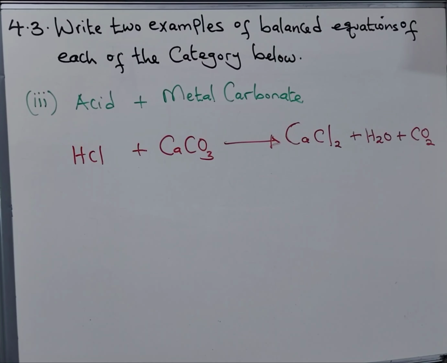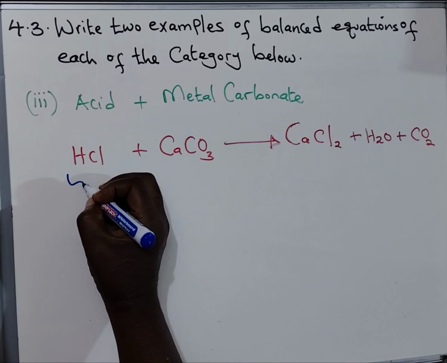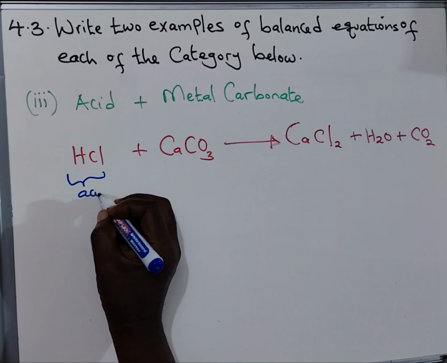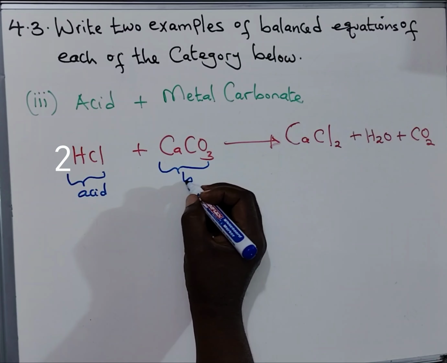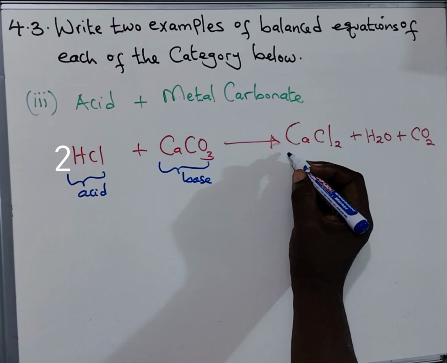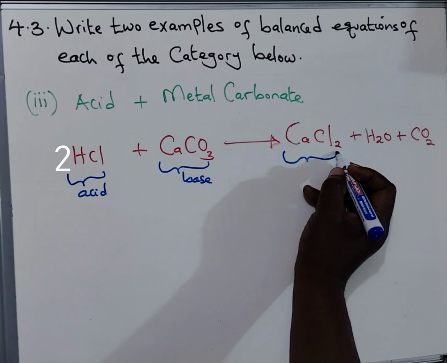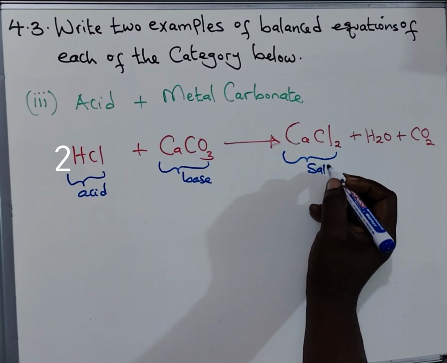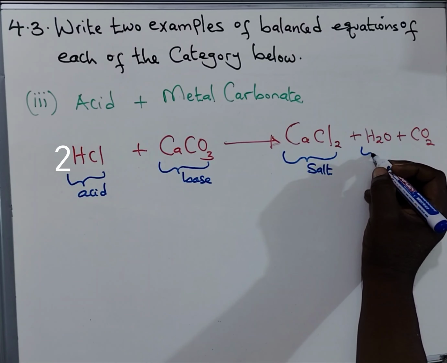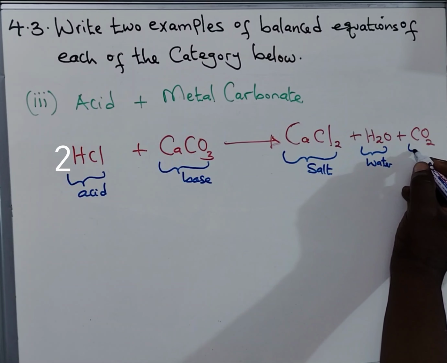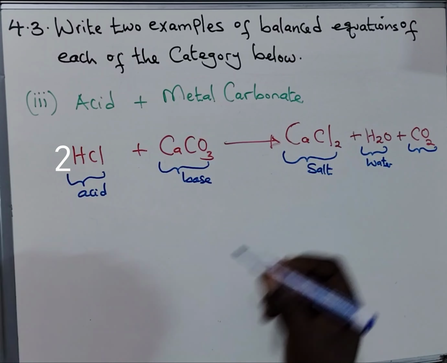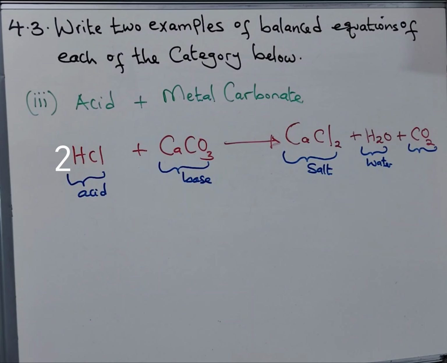But you need to remember that what you have here is the acid. What you have here as the metal carbonate is the base. And what you have here as calcium chloride is the salt. And we have our water and our carbon dioxide. So that is it. Let us look at another case here.